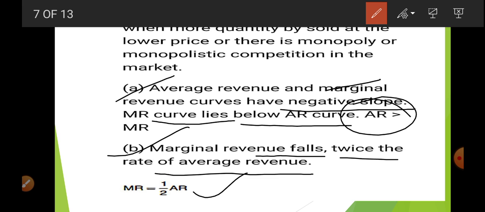Why? Because marginal revenue explains the contribution of a particular unit in total revenue. On the other hand, average revenue is related to income that is earned from the sale of the total product. So it is an average. On the other hand, marginal is related to a particular unit. That is the reason that the fall in average revenue is half, or in marginal revenue we get twice.